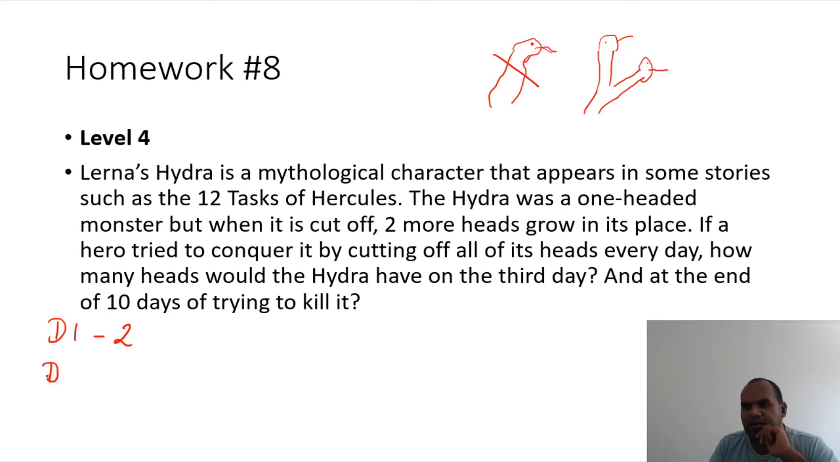In day two, I have two heads. I cut off two heads. And right now, in its place, two more heads grow. Two here, two heads here, and two heads here. Okay? Right now, I have one, two, three, four. Four heads. It's two times two, yes? Because I multiply by two in each place. Two here, two here. Two times two equals four.